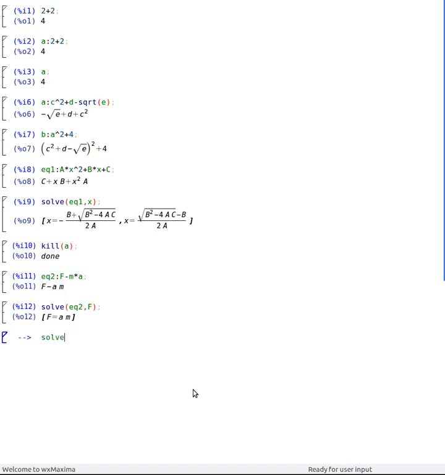But I can try to solve for another situation. So let's say I have the force and I have the acceleration. I want to know what is the mass for this situation. Or I can solve for a third situation where I have the force and I have the mass and what is the resulting acceleration.